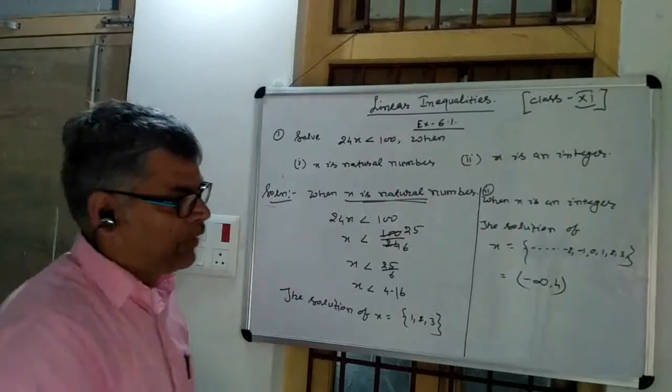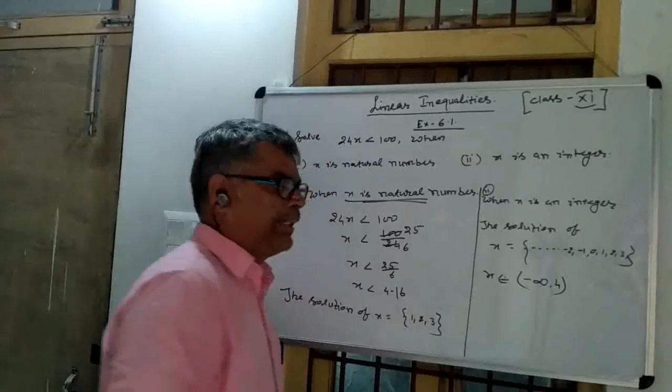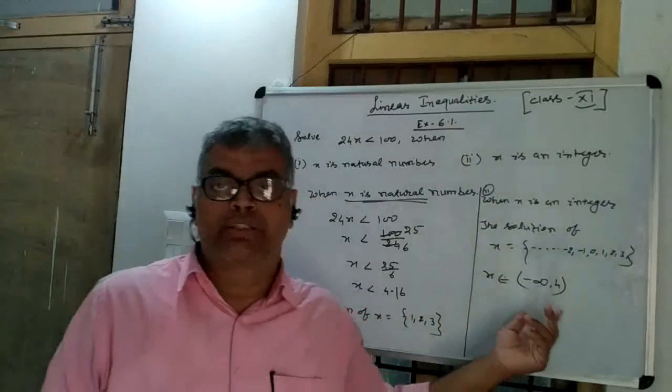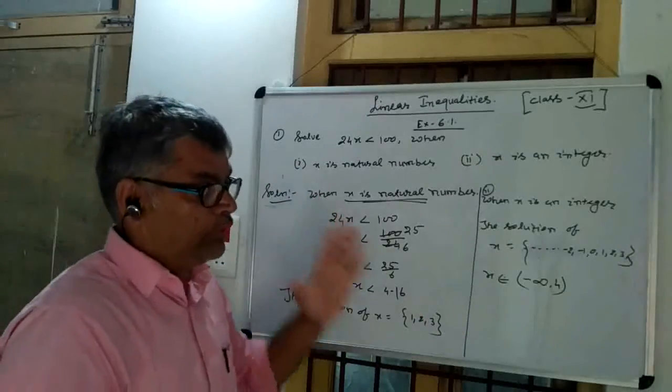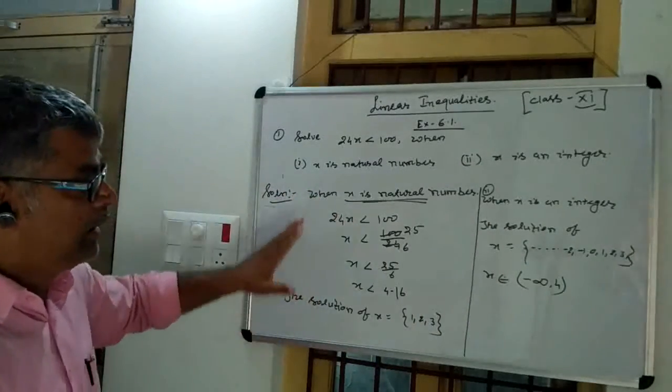It means that the value of x belongs to -infinity to 4, open interval, where 4 is not included in the solution. So in this way you have to solve this type of question.